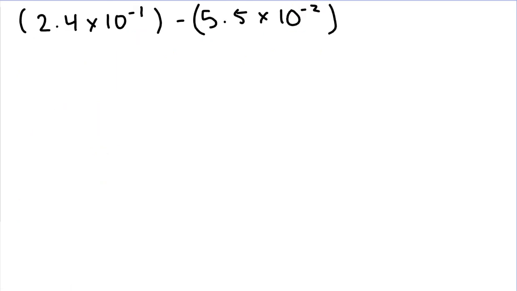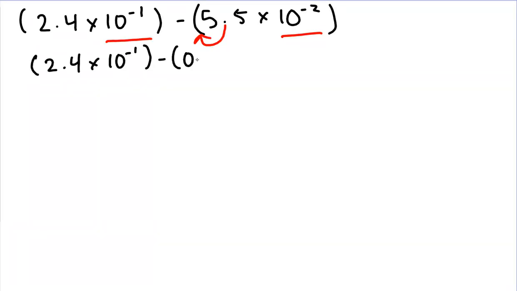Okay, so again, we see here that these powers are different. This one is larger than this one, which means we're going to need to move this decimal right here to the left. So we're going to rewrite this, 2.4 times 10 to the power of negative 1 minus 0.55 times 10 to the power of negative 1.